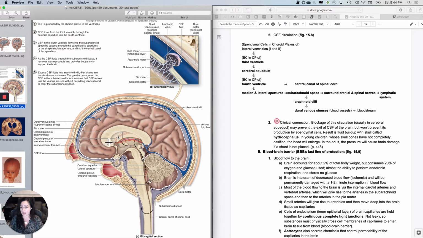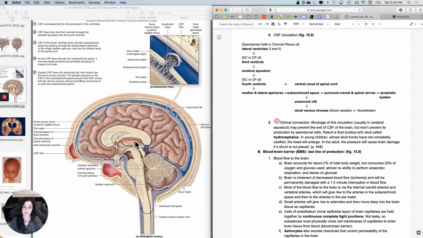And then from the lateral ventricles, you're going to go to the third ventricle and make more with the ependymal cells and the choroid plexus in the third ventricle. Then I'm going to go down this aqueduct. Now, a lot of people call this the cerebral aqueduct, and that's what it's called right here, and I'll let you call it that, but that's not its real name. So the cerebral aqueduct right here.